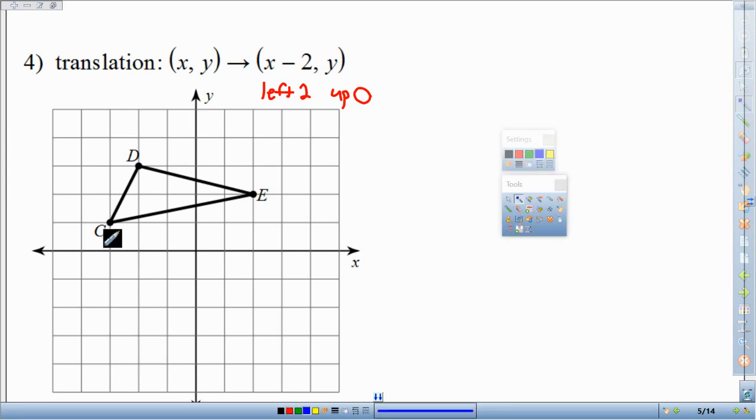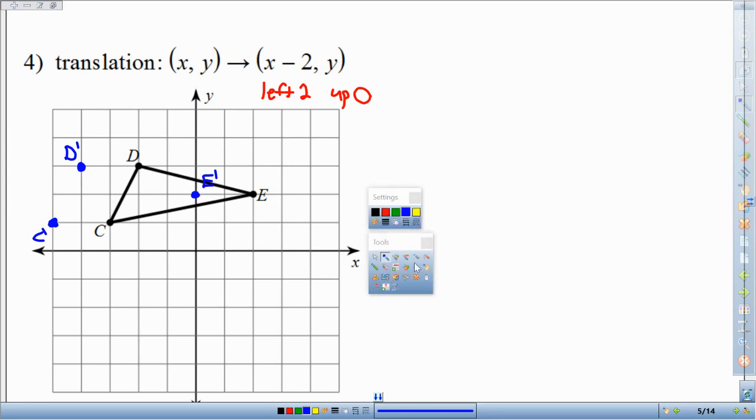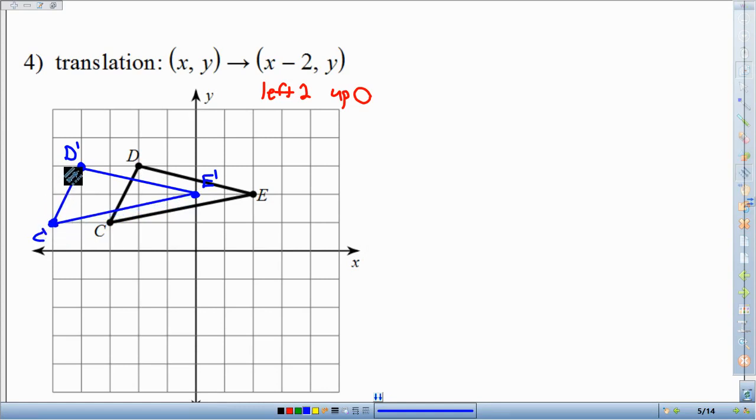Okay, let's do it. So C to the left 2 units, so I'm going up and down 0. So there's C prime. D to the left 2, up and down 0. E to the left 2, up and down 0. Go ahead and connect your dots, and same shape, different spot.